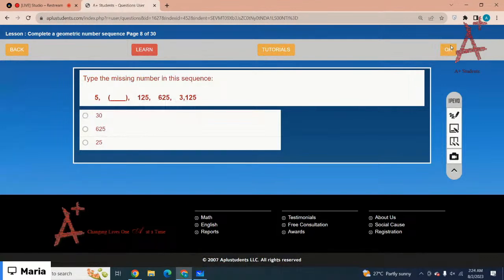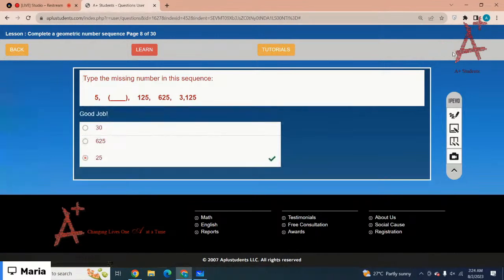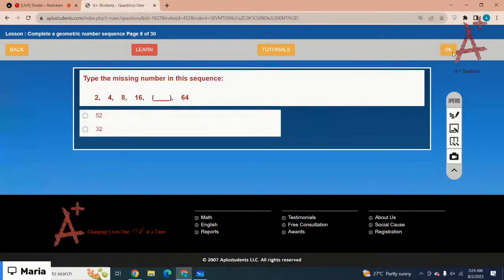Which number is missing? Yes, very good. That would be 25 because you can get the next number by multiplying the previous one by 5. Okay, type the missing number in the sequence, which is the next number.